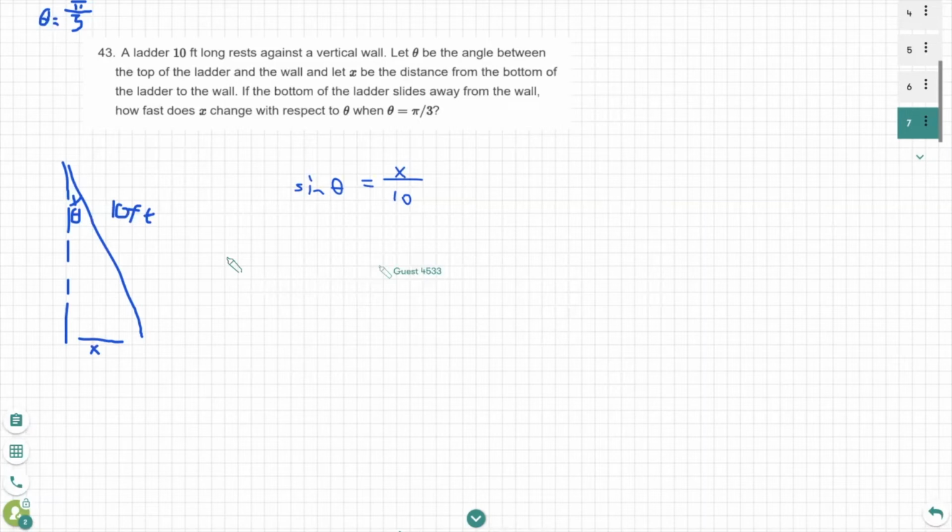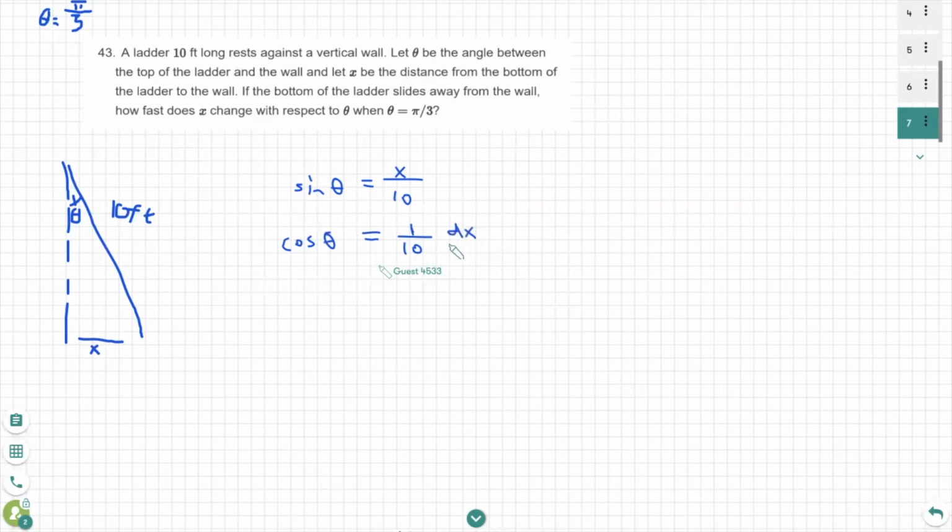So would we multiply by 10 on both sides and then find the derivative of that? Yeah, you find the derivative. So I guess cosine of theta is equal to d over dx times x over 10. Okay, cosine of theta equals what? It's equal to the derivative of x over 10. Yeah, 1/10 times the derivative of x.